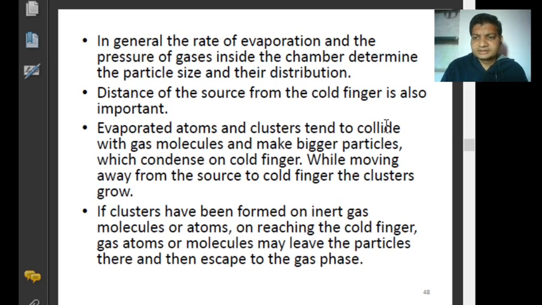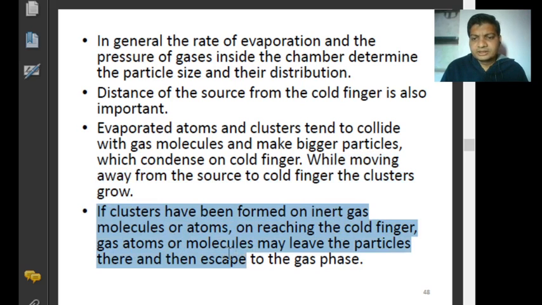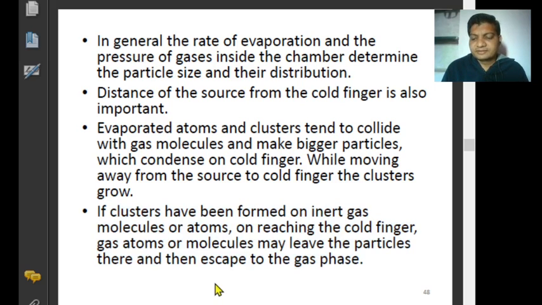Vapor atoms and clusters tend to collide with gas molecules and make bigger particles, which condense on a cold finger. While moving away from the source to the cold finger, the cluster grows. If the cluster has been formed on an inert gas molecule or atom, on reaching the cold finger, the gas atom or molecule may leave the particles there and then escape into the gas phase.